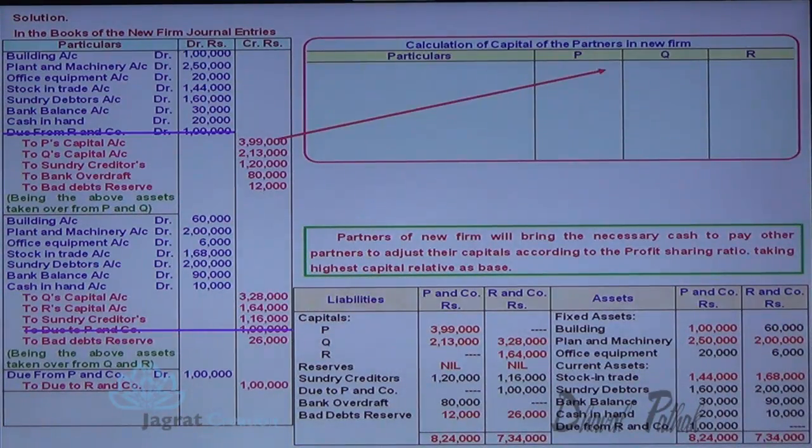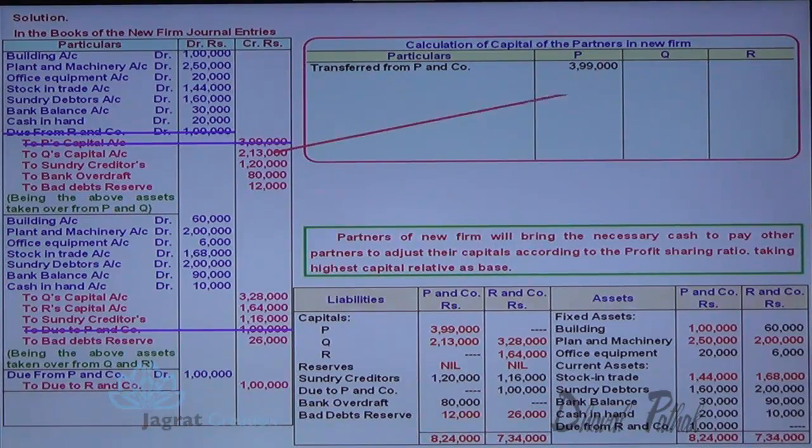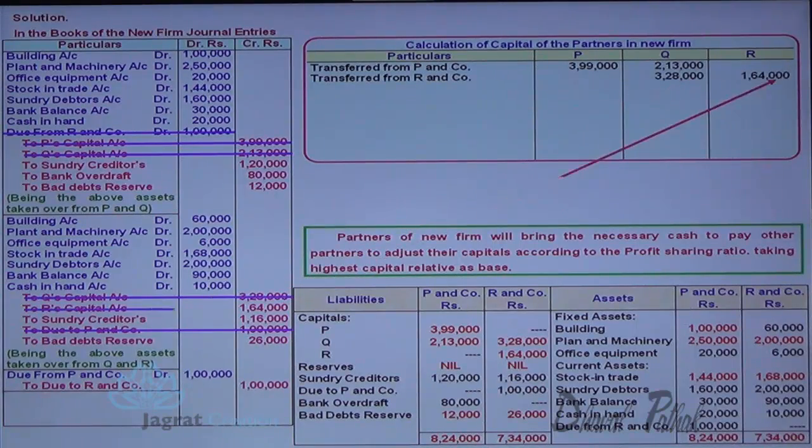Let me prepare a working note. This is the capital of P. This is the capital of Q, and this is the capital of R in new form. This is the total capital.